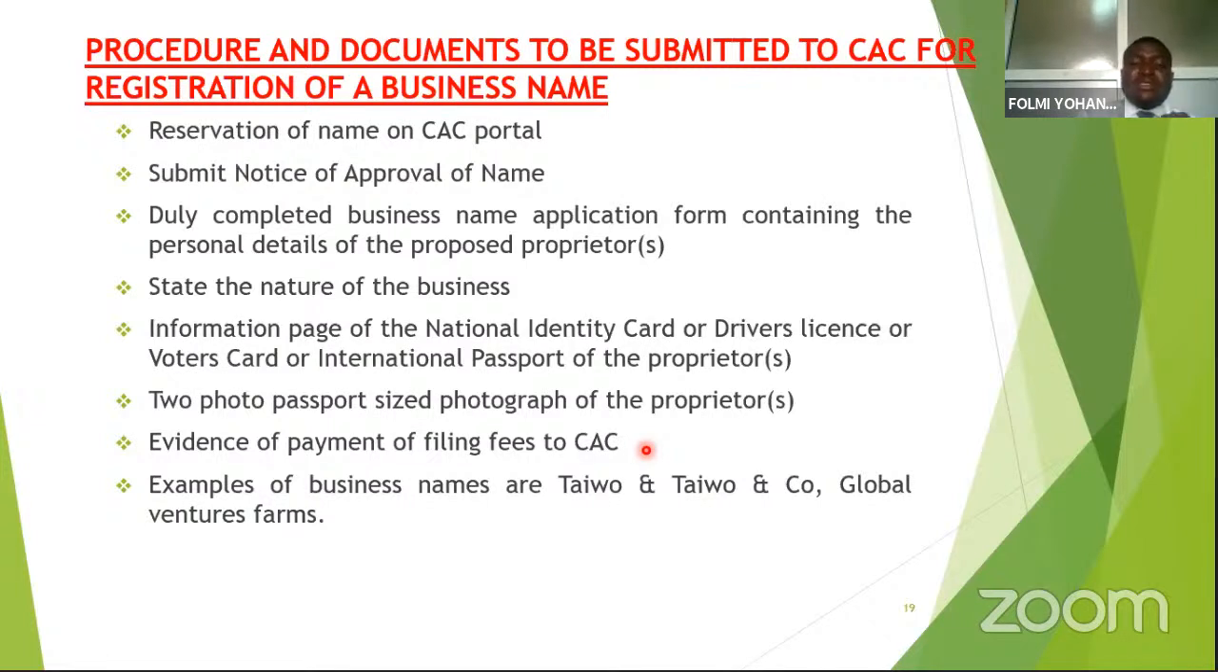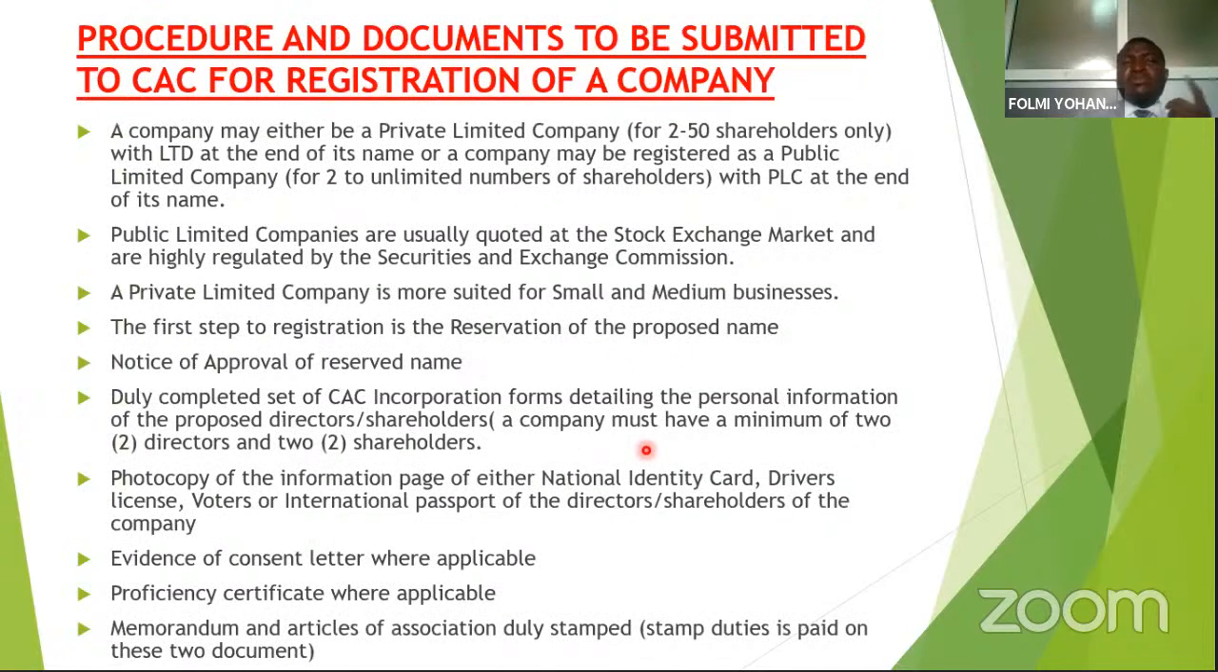An example of business names are Tayo and Tayo and Co and Global Ventures Farms. Then that is it about business names. So this is also applicable to companies. But in the case of companies, we have different types of companies. We have private limited company, unlimited company, public limited company, company limited by guarantee. But for the purpose of this class, we are going to look at private limited company and public limited company, because these are companies that are quite common.